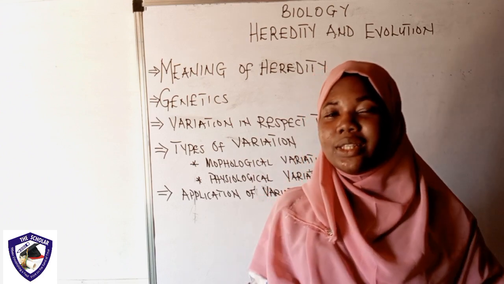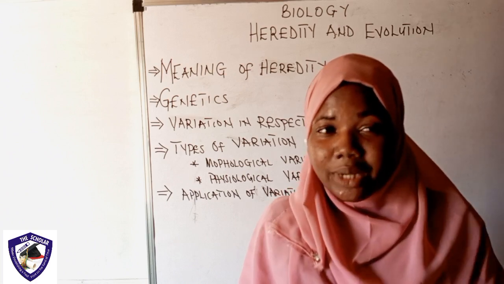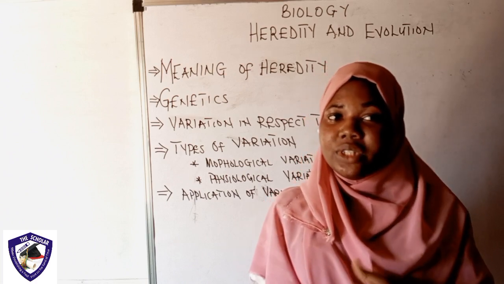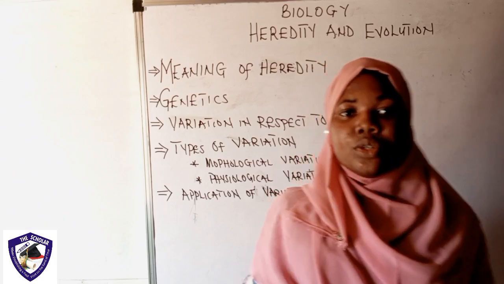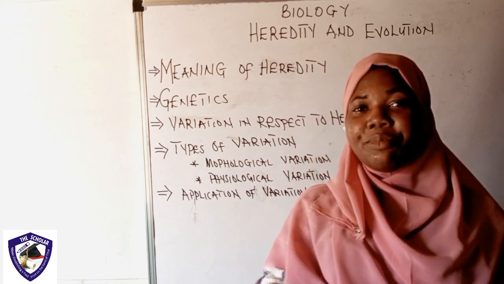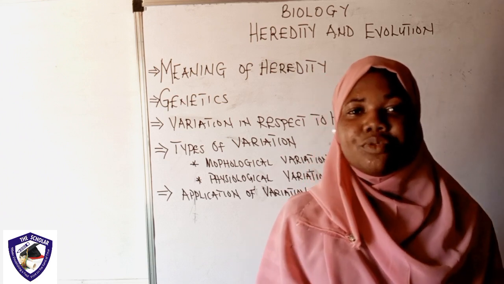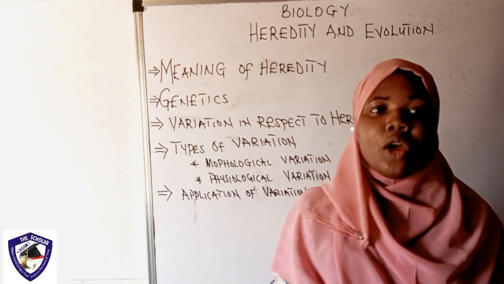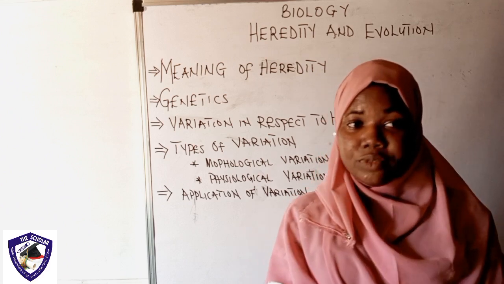Now we'll be looking at examples of discontinuous variation, also known as physiological variation, in plants. An example is color of the leaf, color of the flower, color of the fruit. Some oranges on a particular tree can be bright yellow, while some will not be bright yellow. Those are examples of discontinuous variation. We also have color of the seed, shape of the fruit, and shape of the seed.